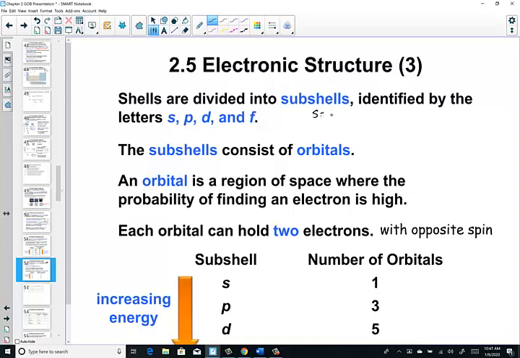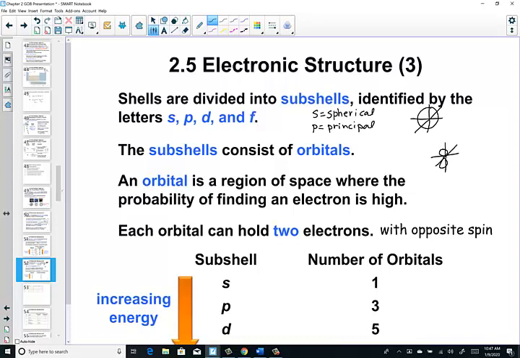S represents the spherical shape. You'll see those look like spheres on an XYZ axis. P stands for principal. And we'll notice that there will be 3 different spatial orientations on an XYZ axis. P's look like hourglasses, or kind of the figure 8 or a dumbbell.